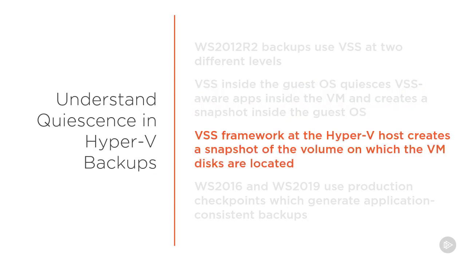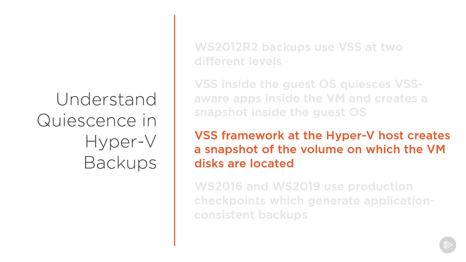Once that completes, the VSS framework at the hypervisor host then creates a snapshot of the volume on which the VM disks are located. It's this two layers of VSS that facilitates then the backups. It's this two layers of VSS that can sometimes also cause some issues if the timing is not exactly correct, or if there's a lot of operations that are going on between the timing of these two VSS snapshots.